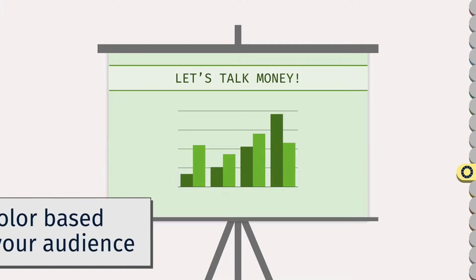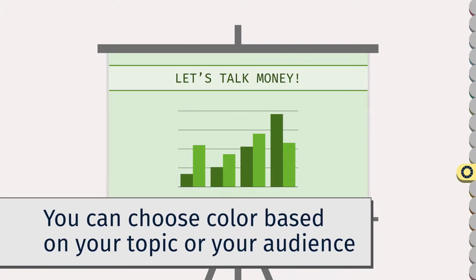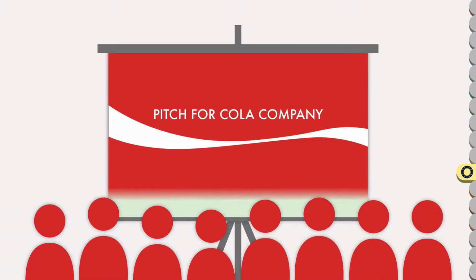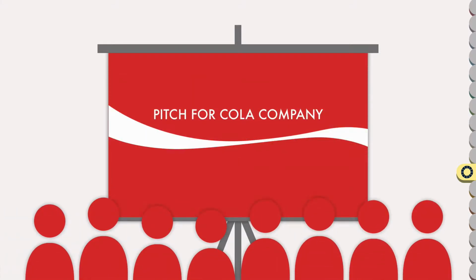Sometimes we can let our topic decide our color palette. So let's say that we have a talk about money, and maybe we can use the color green. Sometimes we can choose it based on our audience. So if we were presenting at a certain cola company, we could turn our slides red.